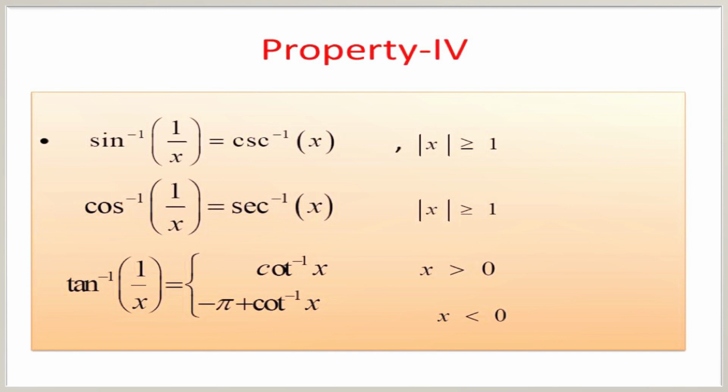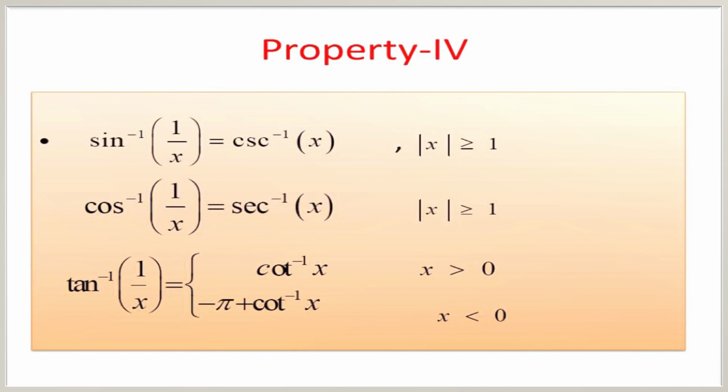Property IV: sin inverse 1 by x is cosec inverse x, cos inverse 1 by x is sec inverse x, tan inverse 1 by x is cot inverse x for x greater than 0, and pi plus cot inverse x for x less than 0.